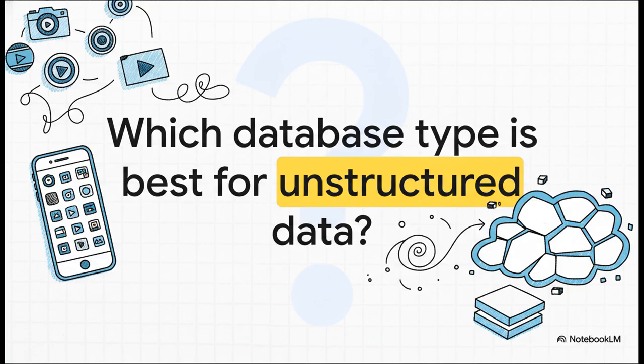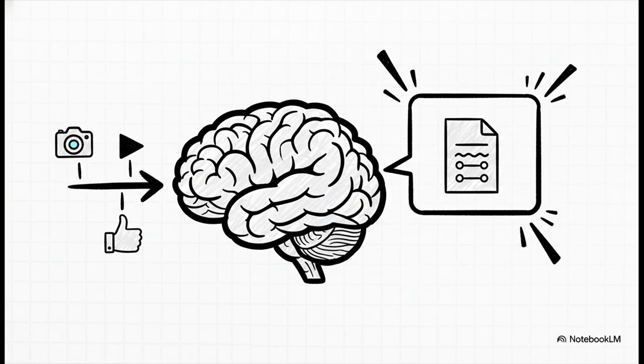Let's try another one. You're working for a company and they need to store massive amounts of user-generated photos and videos for their new app. What's the best tool for that job? Is it A, relational, B, a spreadsheet, C, non-relational or NoSQL, or D, a good old-fashioned physical file cabinet? And the answer, you guessed it, is C, non-relational.